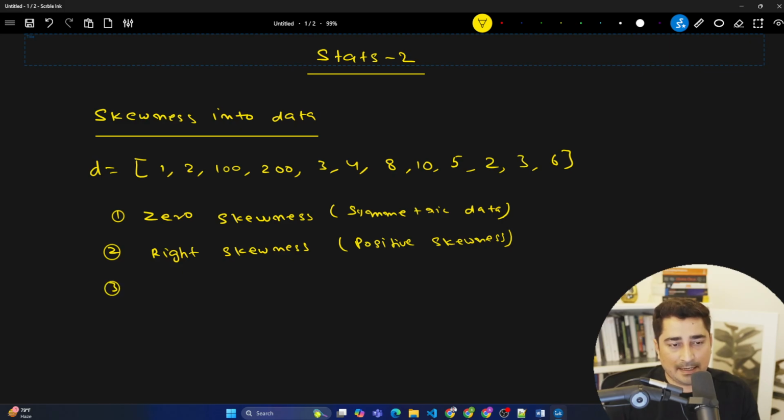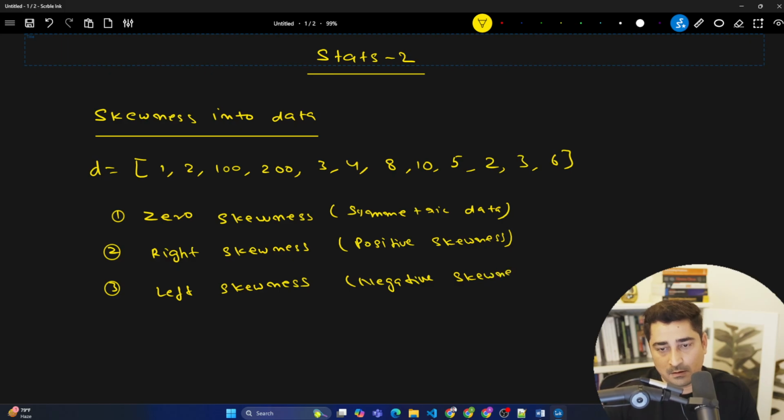And there is a third kind of skewness you will be able to find out, which is called left skewness or negative skewness. Now, here is our data set, and we have to figure out whether this data set is symmetric, or a rightly skewed data set, or a left skewed data set, or whether positive or negative skewness exists inside this particular data set.